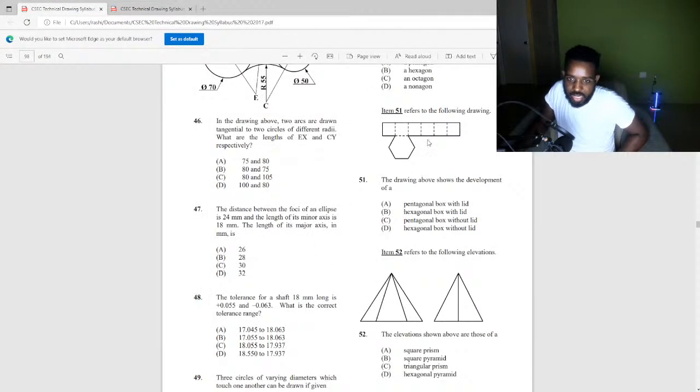So these 6 sides, so this is 1 side, 2, 3, 4, 5, 6, 1, 2, 3, 4, 5, 6. Those are all the sides. This is the base, but there is no lid. If there was a lid, there would be a hexagon on the top here.